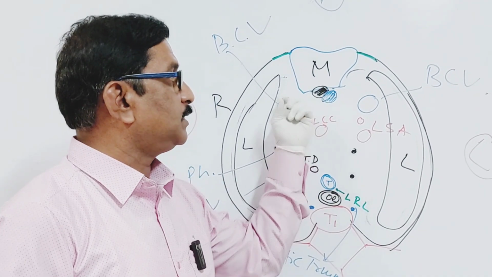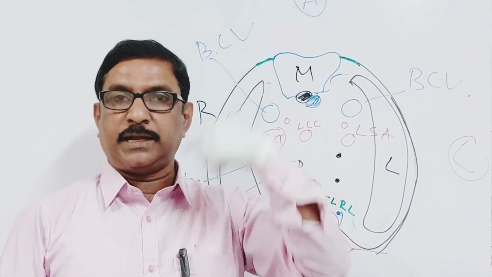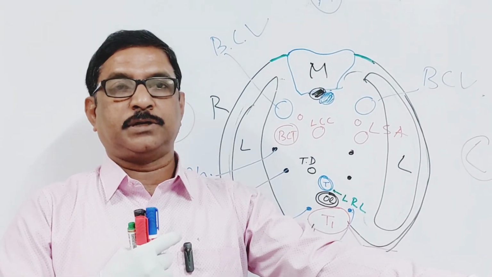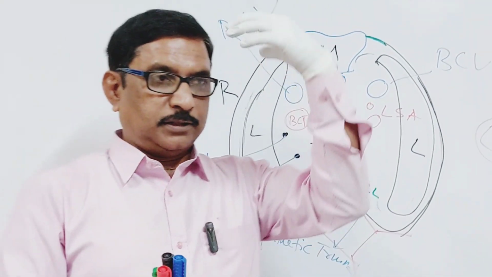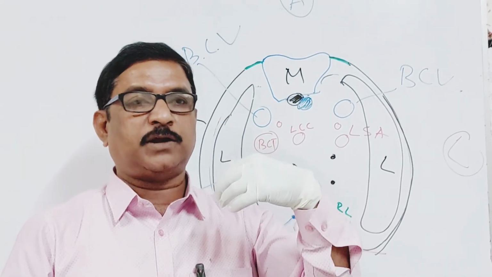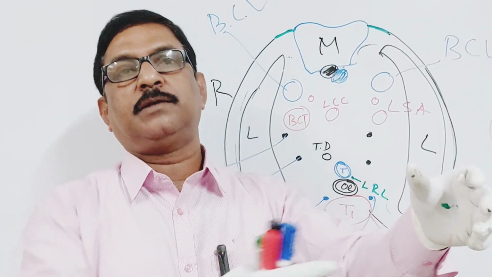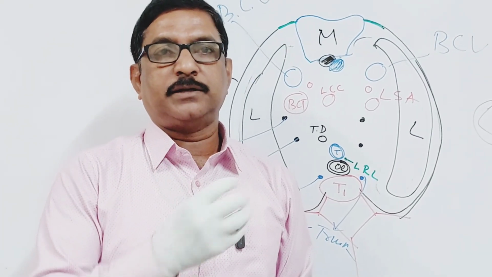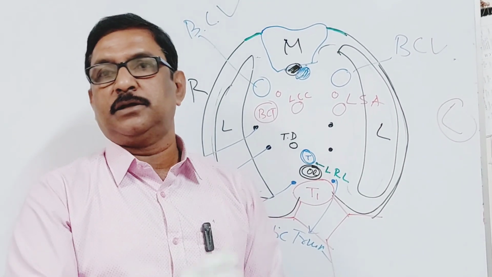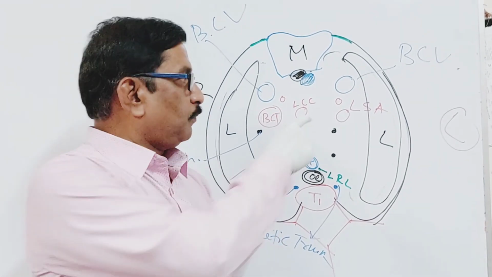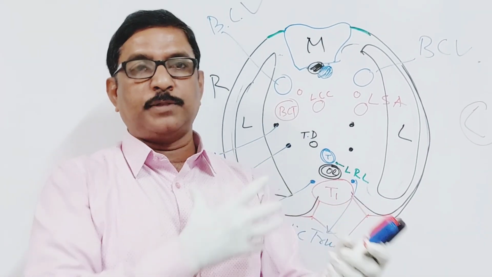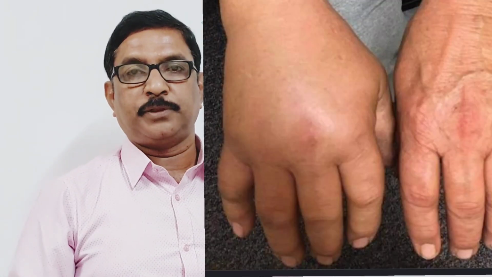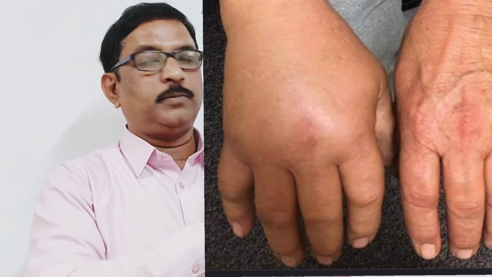If it compresses the veins that drain the head and neck region and also the upper extremity, the venous blood flow from the head and neck region and the upper limb will be hampered. So there is stagnation of blood in the upper extremity and head and neck region. Because of this stagnation, due to obstruction of the vein, there will be swelling of the upper limb, which is called edema, and the veins also will be engorged.